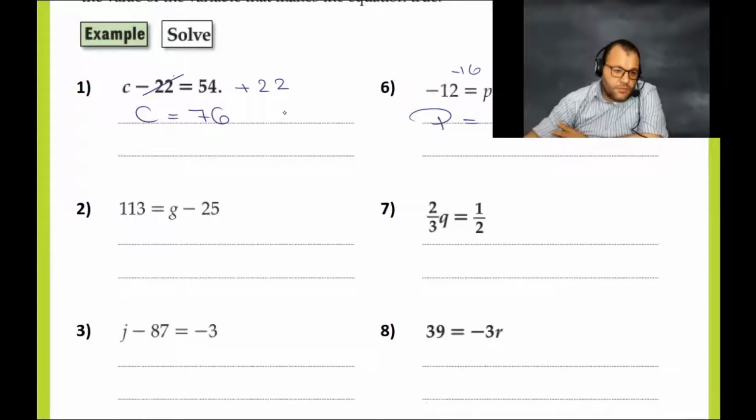You add 113 to 25, which is equal to 138.